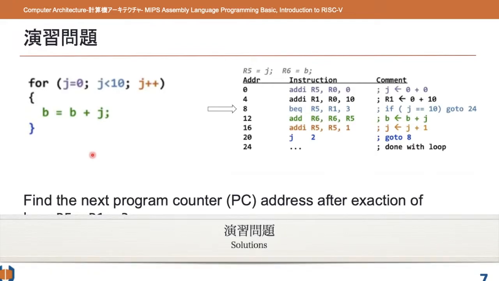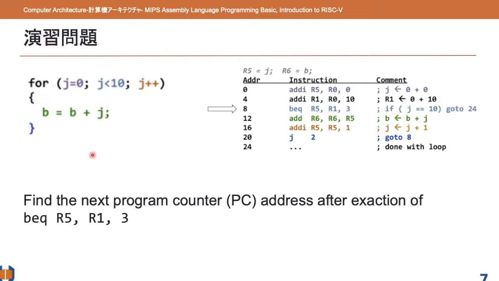Well, let's solve the exercise problem from last class. And this is the question. First of all, this is a high-level code for a typical for loop with 9 iterations. And this is the corresponding MIPS assembly code.